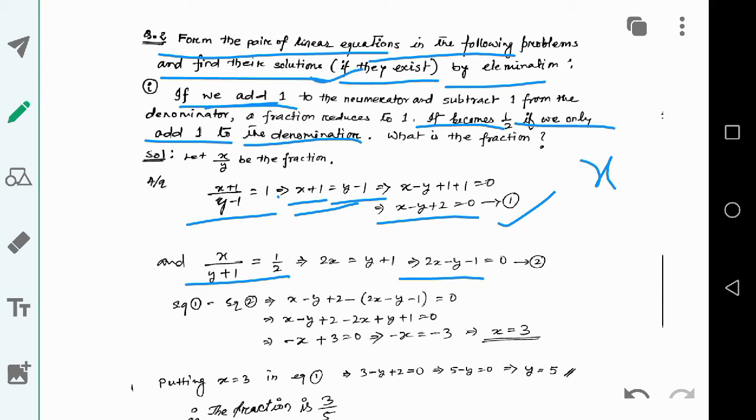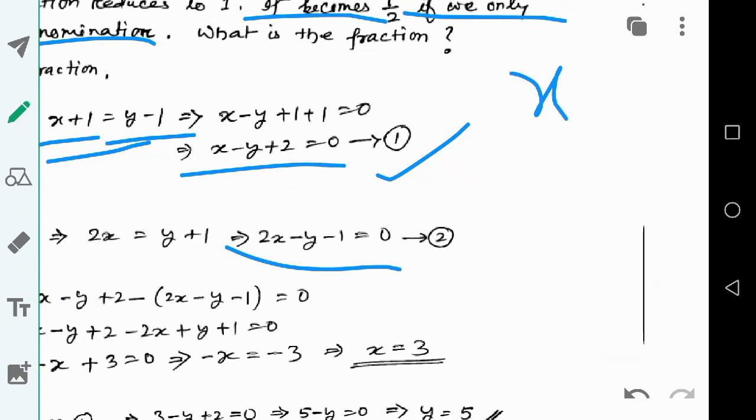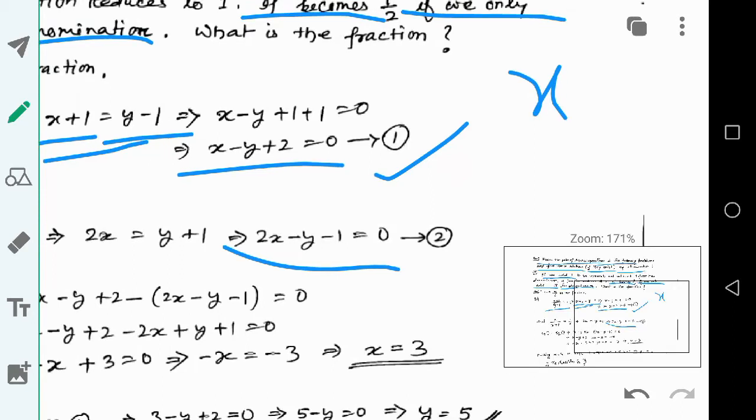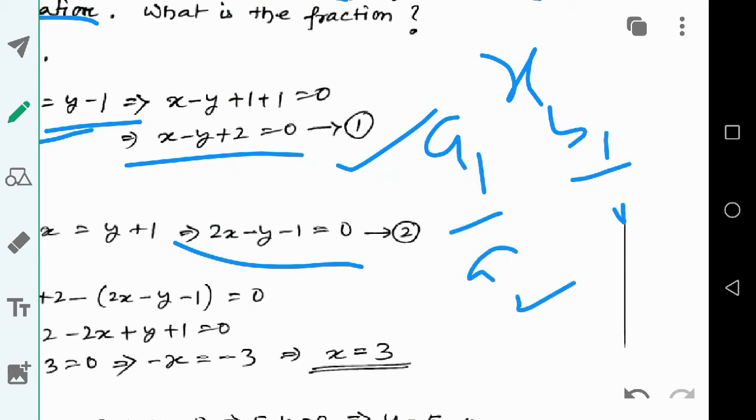Okay, that means here, when it is given "if they exist", then you need to check: does the pair of linear equations have unique solutions or not? So how to determine when two linear equations will have unique solutions, we have already discussed in earlier videos. That is, we need to determine a1 by a2 and b1 by b2. You can check by determining these two. If a1 by a2 is not equal to b1 by b2, then they should have a unique solution.